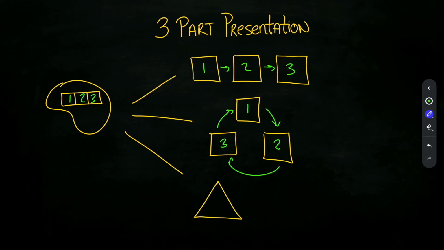A third way of actually representing a three-part presentation is to simply use a triangle. Here you can say, for example, step number 1, 2, and 3 are all key for your success.